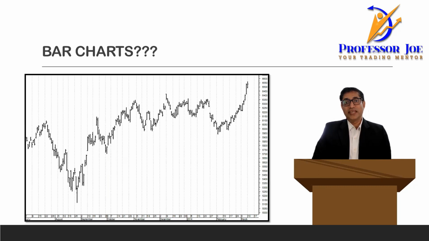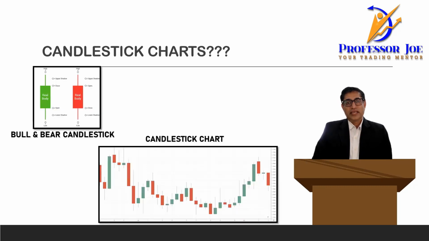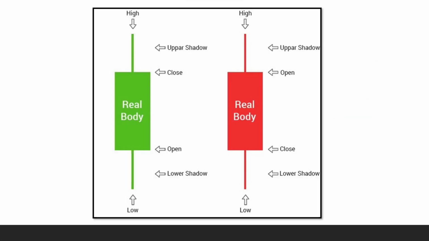Now let us look at the next kind of chart, which is a candlestick chart. Candlestick charts are the most popular type of chart for intraday trading and long-term trading. There is a lot of research and work done on candlestick charts, and they are also known as Japanese candlestick charts. Like a bar, even a candlestick has 4 points, which can be easily seen: the opening point, the high point, the low point, and the closing point.